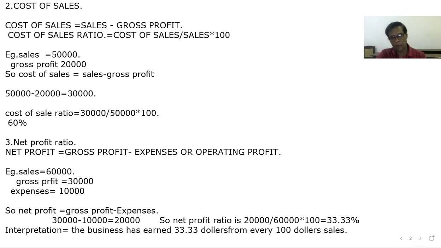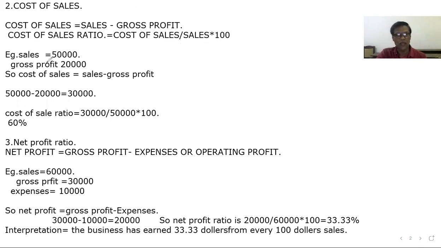That is the cost of sales ratio. Cost of sales, that day before I told you, is sales minus gross profit. The cost of sales ratio can be calculated as cost of sales divided by sales into 100. Now, you know what cost of sales is, and you know what gross profit is. So, cost of sales equals sales minus gross profit. On some papers, they might ask about the cost of sales ratio, which is cost of sales divided by sales multiplied by 100.